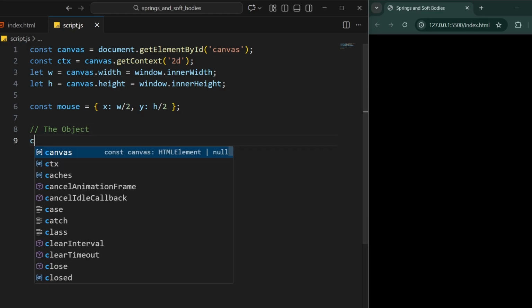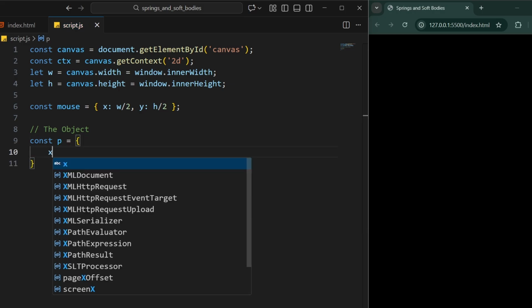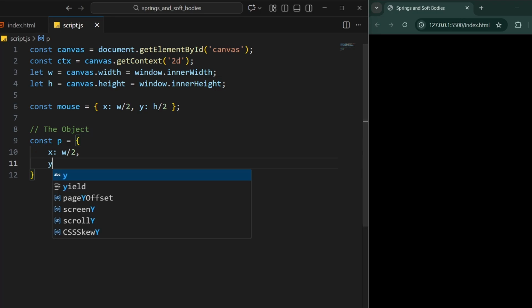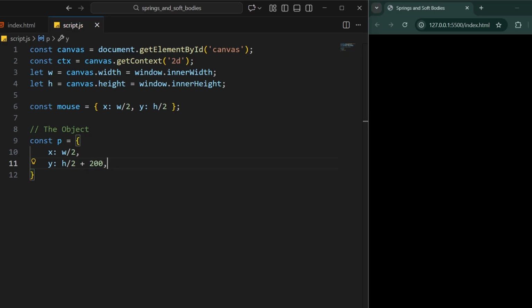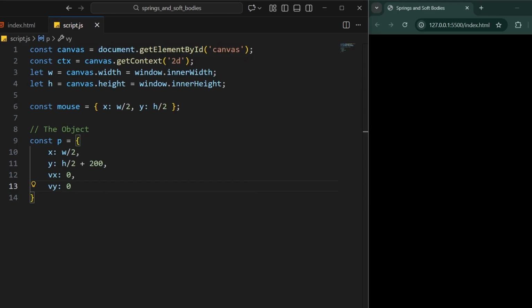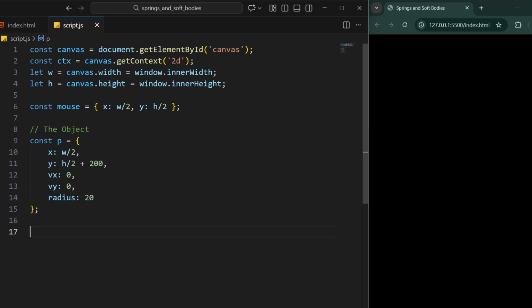Whenever we simulate motion, we always need position and velocity. Position tells us where the particle is. Velocity tells us where it's trying to go. And by updating velocity over time, we get acceleration, which is where forces enter the system. I am also giving the particle a radius, not because physics needs it, but because visuals matter. Seeing the object clearly helps us understand how the motion behaves.